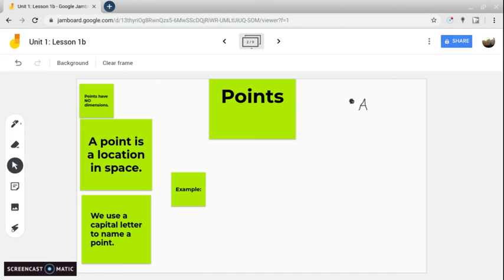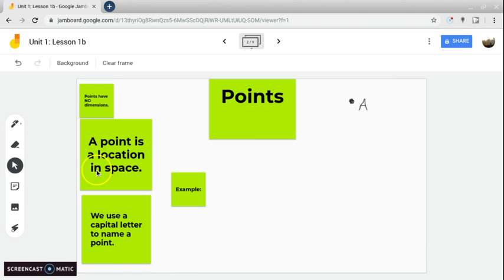Points have no dimensions. So technically, if something had no dimensions, you couldn't see it. But if we're talking about it, we at least have to draw it. If you're looking at the point on the screen that you're watching this on, there's no dot labeled, but it is there.